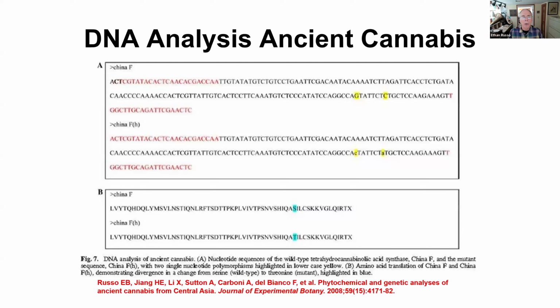The material was so well preserved that we decided to do a DNA analysis on it. This showed tetrahydrocannabinolic acid synthase, the enzyme that makes THC. Additionally, there were some single nucleotide polymorphisms, mutations, if you will, in the genetic code that had never been previously reported in cannabis. It would be very interesting to look at cannabis from that region in modern times and see if these SNPs are still present.